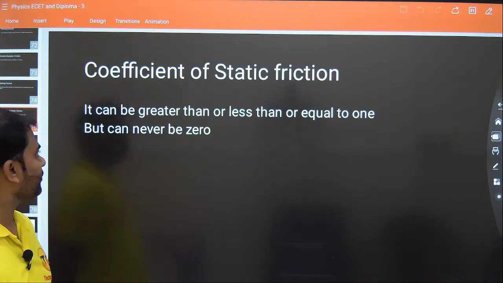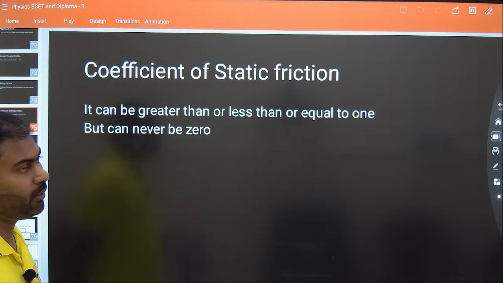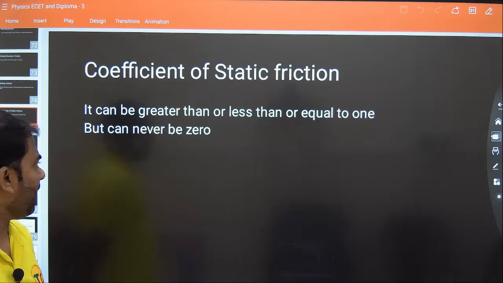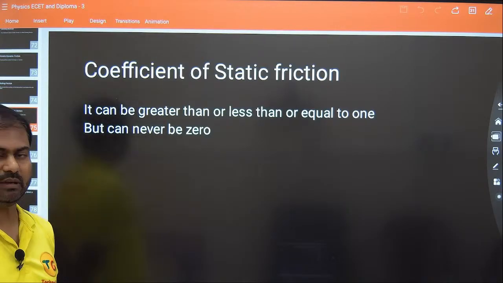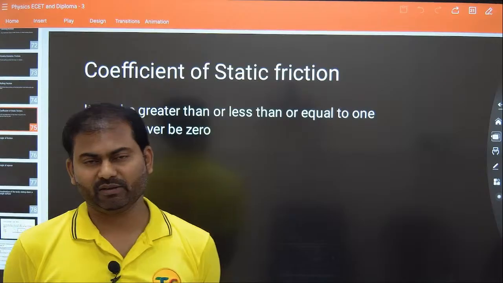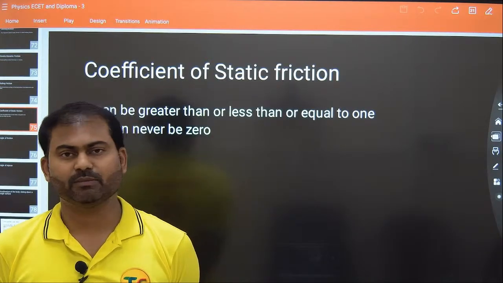So regarding this coefficient of static friction, it is written that it can be greater than, less than or equal to 1. Just remember that. Okay, it can be any value, but can never be 0. It can be greater than, less than or equal to 1, but can never ever be 0. Always keep in mind, coefficients of friction will never become 0.